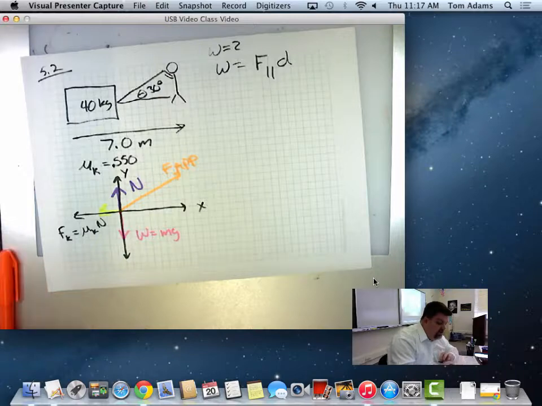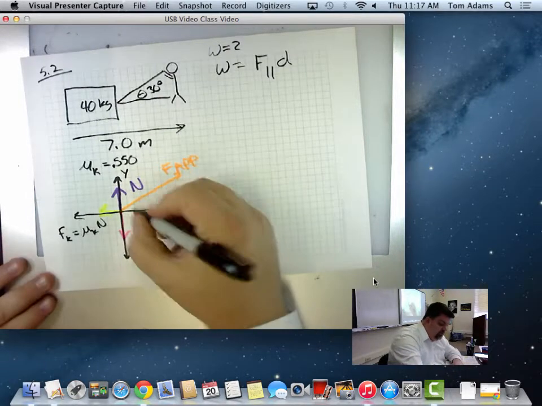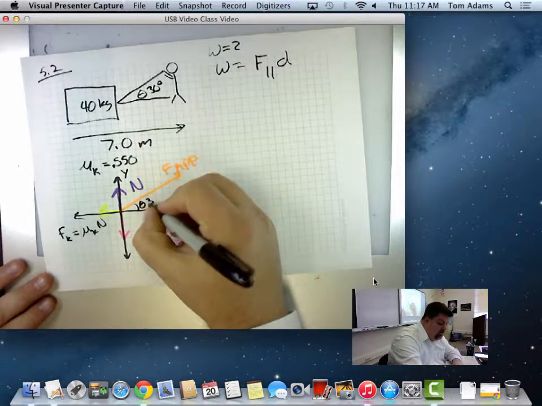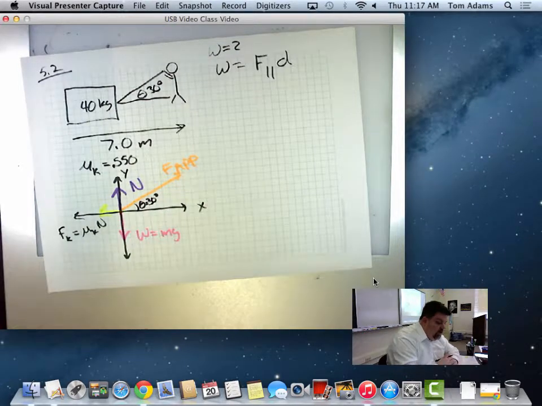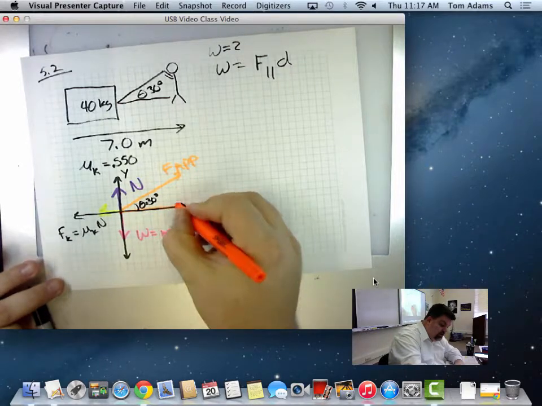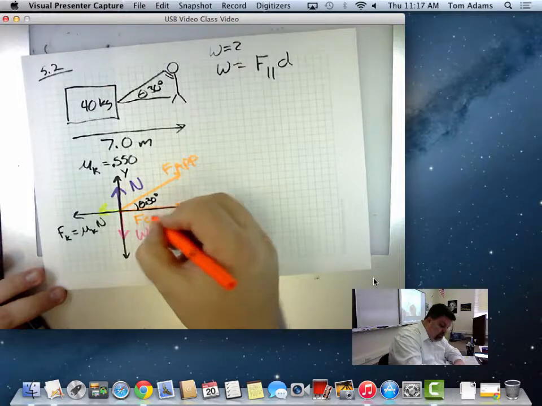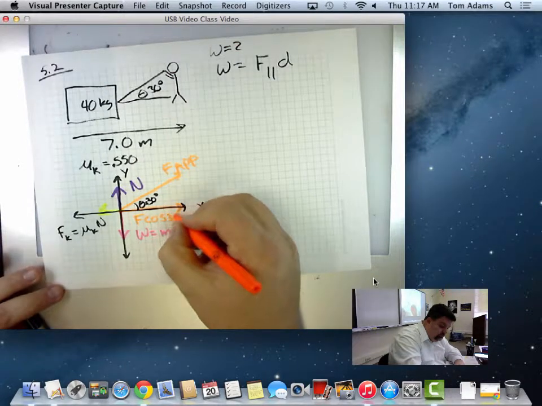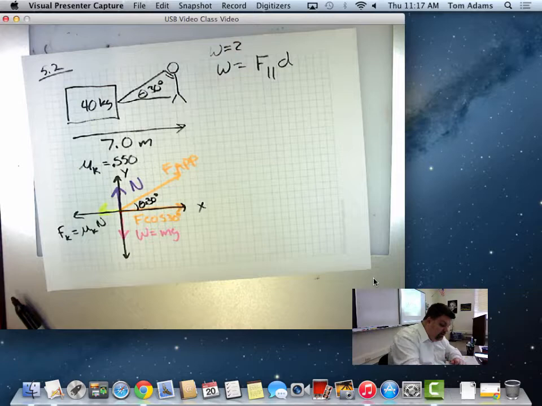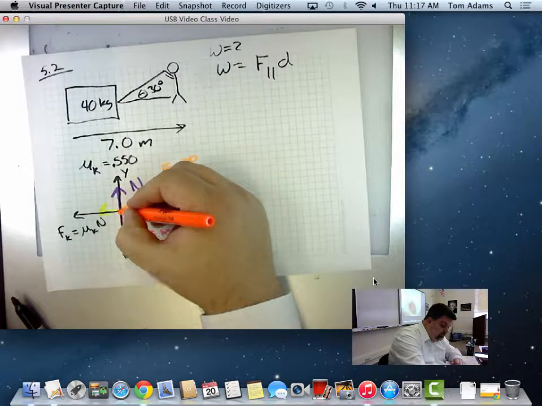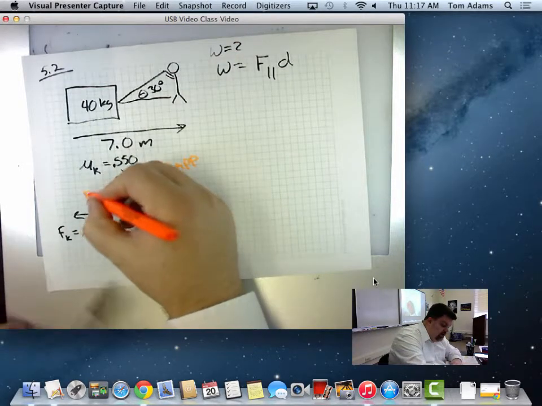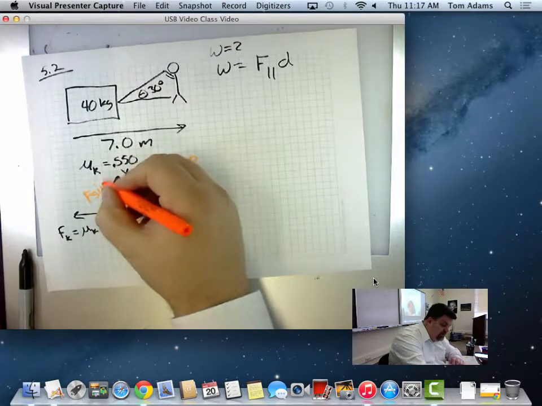Is there any other information I need to list? The force applied has an angle of 30 degrees. Now, probably I need to break that up into components, right? So now how do I break that up into components? I have the x component, which goes this way. And how do I calculate that? F cosine of 30, right? And then what's the other component? In the y direction, which is F sine of 30.